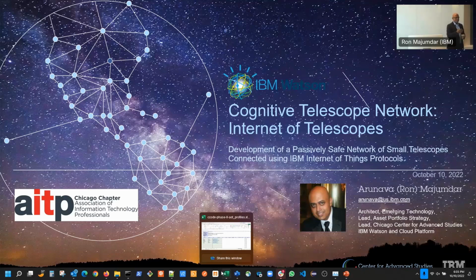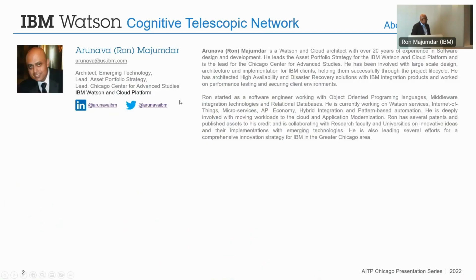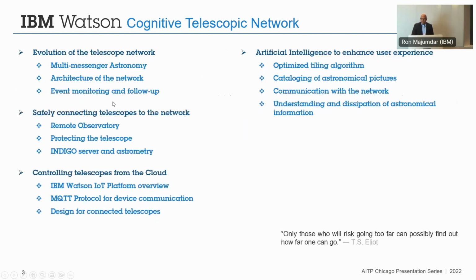Okay, so a little bit of an introduction. My name is Arnava Majumdar, popularly known as Ron, and everyone calls me Ron, so just call me Ron. I lead the Center for Advanced Studies for Chicago. Center for Advanced Studies is a group inside of IBM. We work with universities and try to do research and work with students and faculty and see where we can go. We're not in the commercial business so much as helping develop open source and doing work with universities and academia. You can learn a little bit more about me and get in touch with me on LinkedIn.